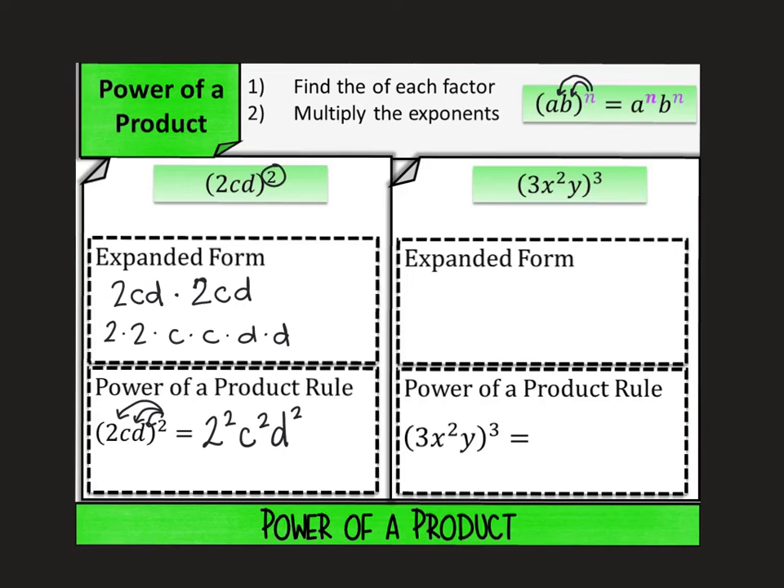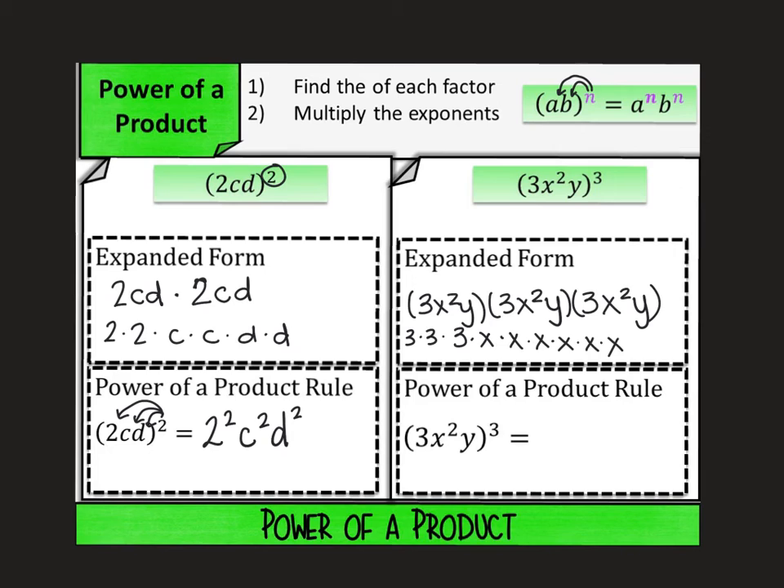So same thing here, expanded form. I have 3x squared y, 3x squared y. And one more time, 3x squared y. If I rewrote it for you, 3 3's, 3 x squareds, which actually, let me write those all out. So x times x, x times x, x times x, and 3 y's. Again, the expanded form takes a lot longer to write out than if you just used the rule.